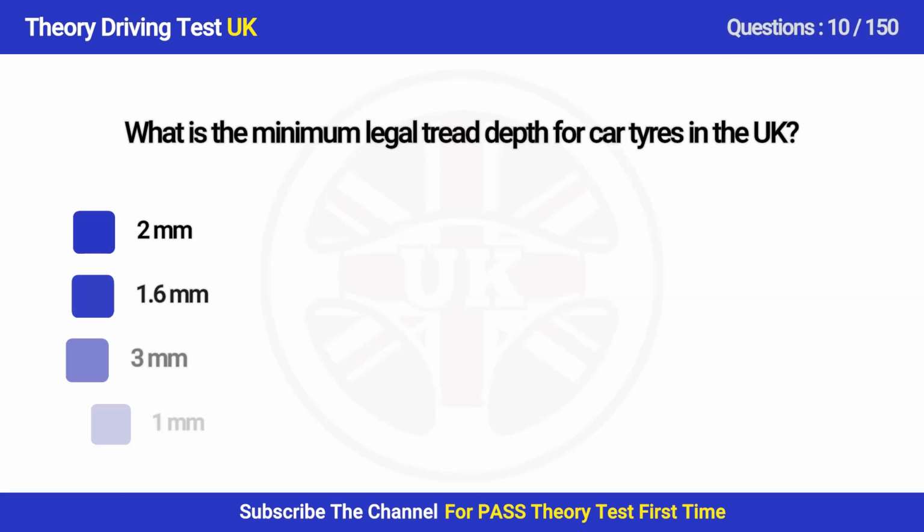Question 10. What is the minimum legal tread depth for car tires? A. 2 mm, B. 1.6 mm, C. 3 mm, D. 1 mm?